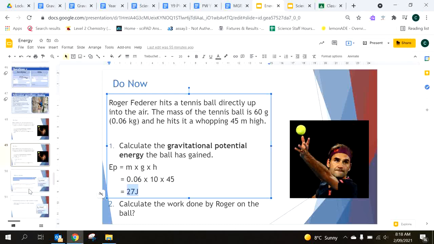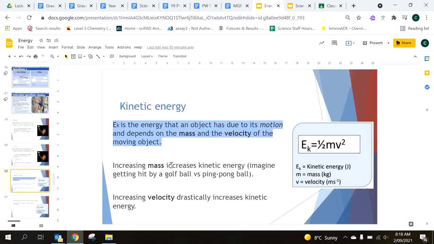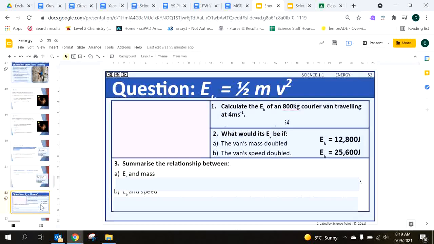Okay, so now we're going to have a look at kinetic energy. So kinetic energy is the energy that moving things have. And here's the formula. Energy, with a little k to represent kinetic energy, equals a half, so you can just do that 0.5, times the mass, times the velocity or the speed, squared. That's really important, that squared part. Lots of students forget that. So let's have a look at an example of that.